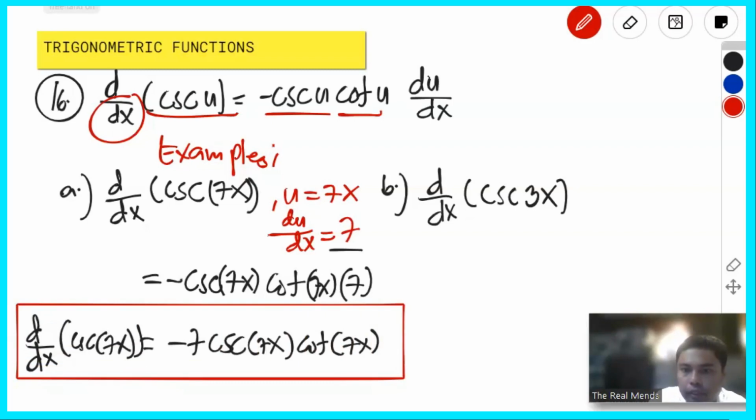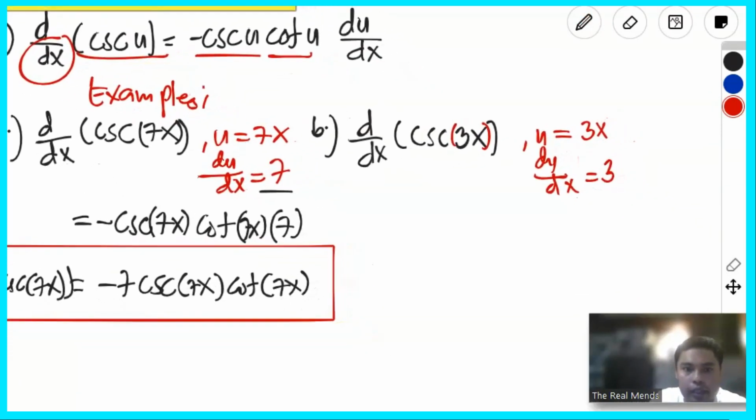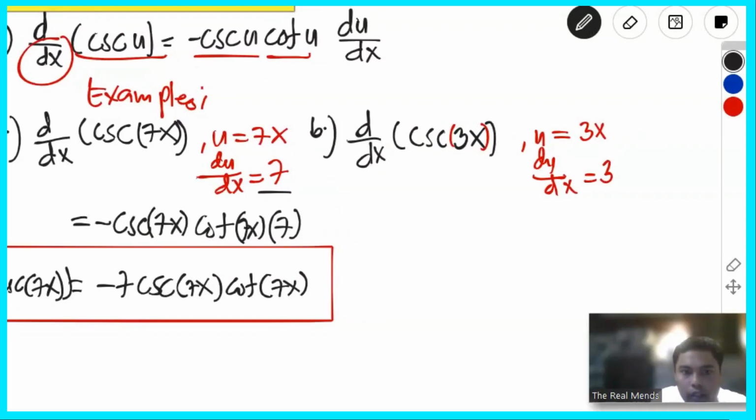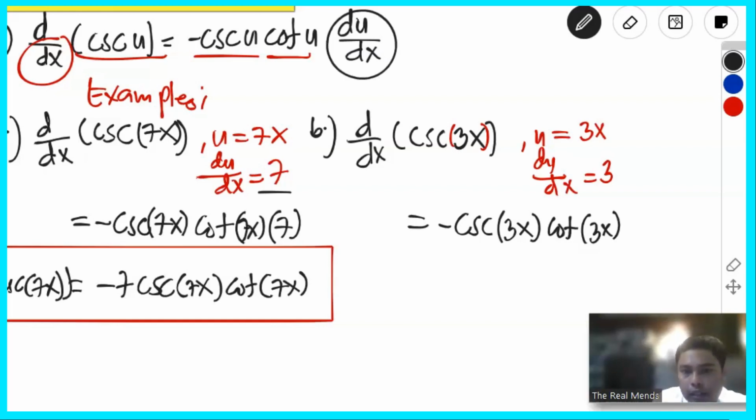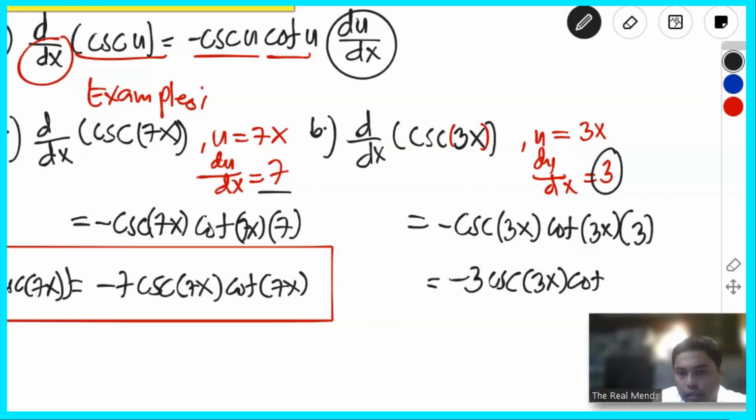Okay, so for the last problem, we have get the derivative of cosecant of 3x. Okay, so from that, our u is 3x. Okay, to get the derivative of u with respect to x, that is just simply 3. Okay, so after that, in the formula, we have negative cosecant of 3x and then cotangent of 3x, then multiply by du over dx, that is just 3. Okay, so from that, our answer will be negative 3 cosecant of 3x cotangent of 3x. Okay, so that is the answer for the derivative of cosecant of 3x.